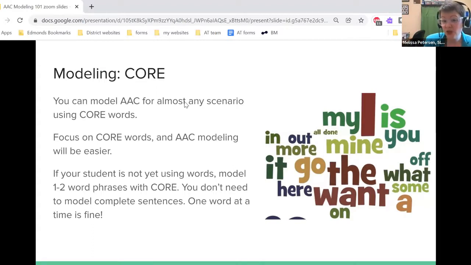If your student isn't using words yet, it's totally fine to just model 1 to 2 words. You don't have to model the whole sentence. You might just pick a keyword in that phrase, in what you're saying, and just model that part of it. One word at a time is totally fine.